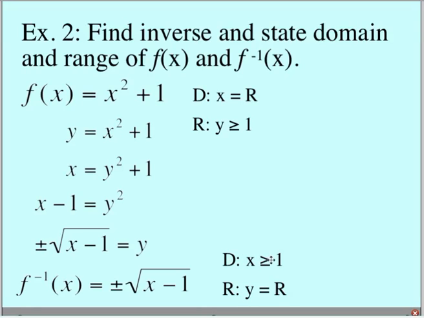The domain now is that x has to be greater than or equal to 1, because remember we're taking the square root, so everything underneath has to be 0 or positive, and then my range is all reals. So my original function x squared plus 1 is a parabola, and its inverse is a sleeping parabola. Now I've added an example 3.